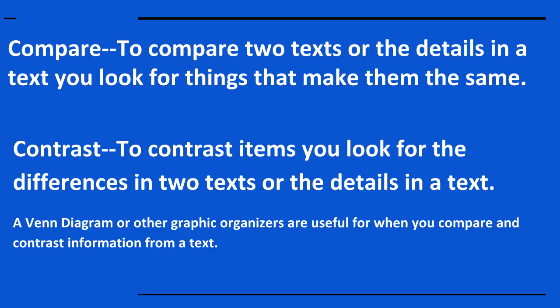Compare. To compare two texts or the details in a text, you look for things that make them the same. Contrast. To contrast items, you look for the differences in two texts or the details in a text. A Venn diagram or other graphic organizers are useful for when you compare and contrast information from a text.